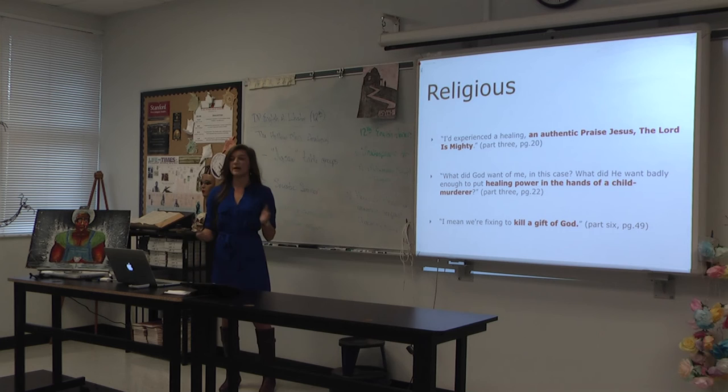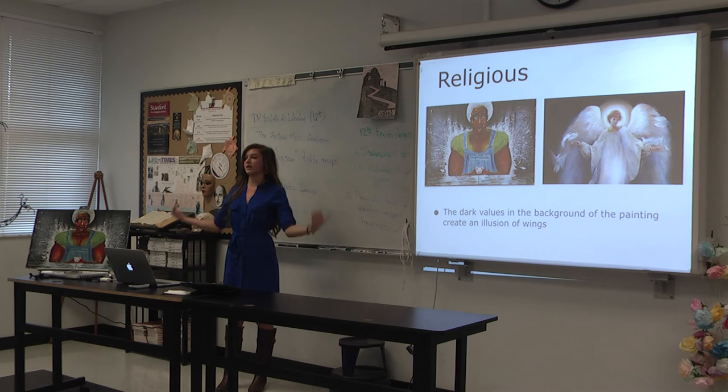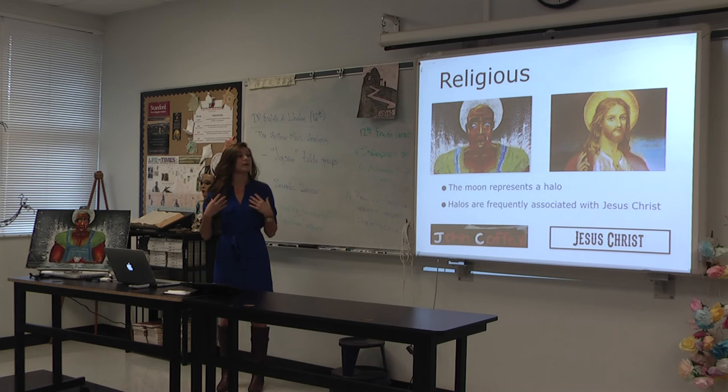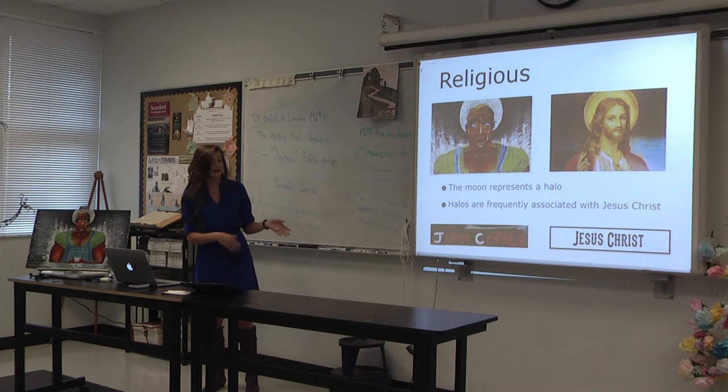And to portray this, I have the contrast between the dark and light values in the painting, which gives an illusion that John has wings behind him like an angel. And then also the moon behind John Coffey's head can also serve as a halo, because when Jesus is in portraits or associated in paintings, he is accompanied with a halo behind his head. Also at the bottom of my painting, I painted John Coffey's name to highlight the J and the C to give the impression that he has the same initials as Jesus Christ.